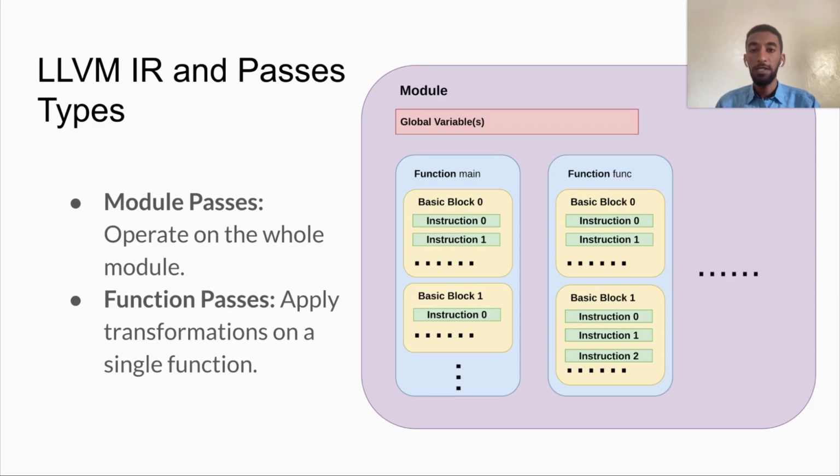The optimizer defines different types of passes depending on which part of the program the pass runs on. Module passes run on the whole module and may, for example, delete functions or perform inlining. Function passes run on a specific function. Other types of passes include CFG and loop passes.